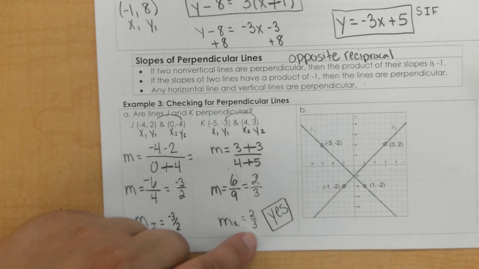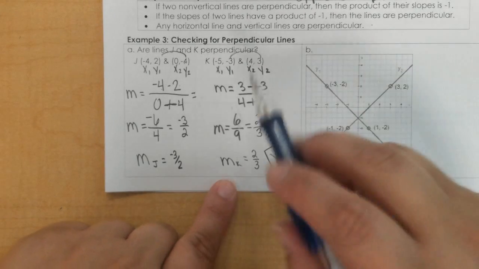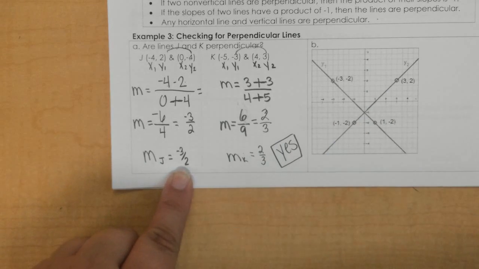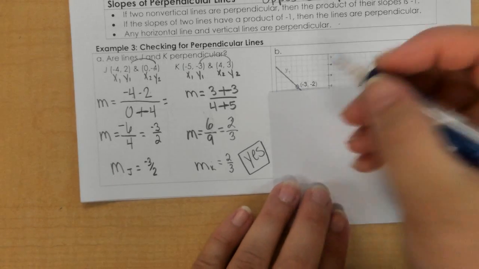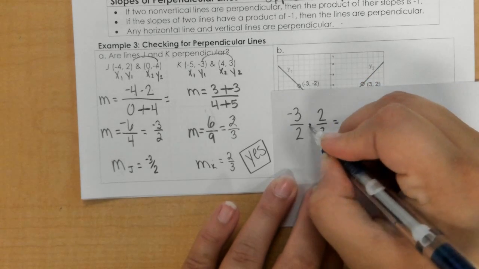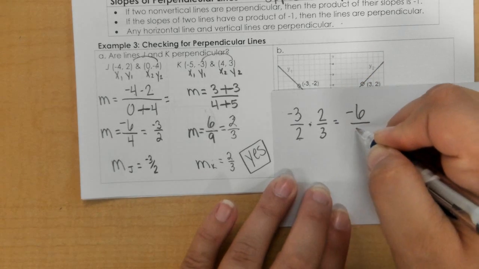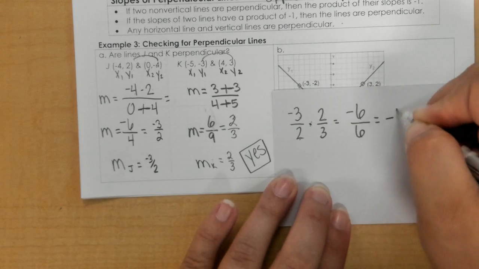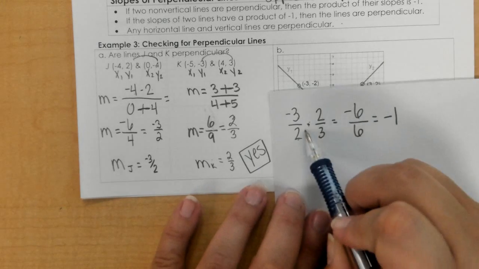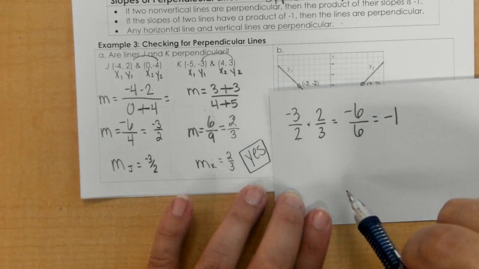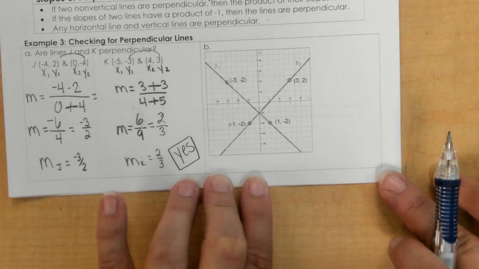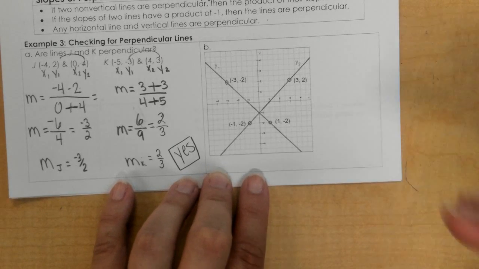In the bulleted point here, it talks about the product being negative 1. So what it's saying is if I took negative 3/2 and 2/3 and I multiplied those, would I get a negative 1? And I should. So we try. Negative 3 times 2 is negative 6. 2 times 3 is 6. If I divide that, I get negative 1. So when it says the product of the slopes should be negative 1, that's exactly what you could do to check to make sure it is perpendicular if you're not sure. Okay, so opposite reciprocals.